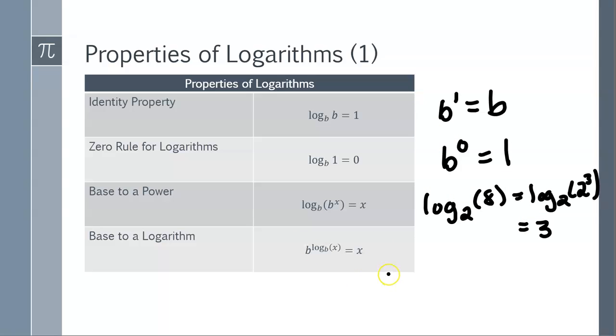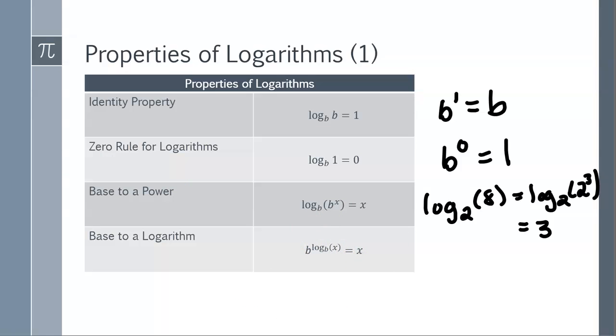This one is using the same idea, but it gets a tad bit more complicated. You're saying log base b of x is the exponent. Now, log base b of x is going to get you the exponent that if I raise b to it, I get x. So that's going to be a funny one that we have to play with.